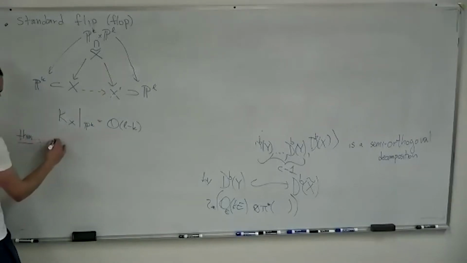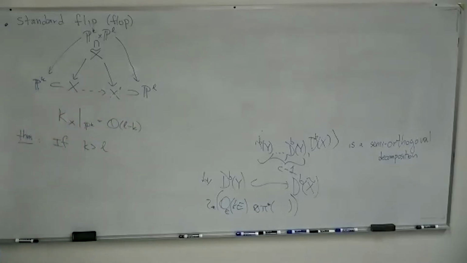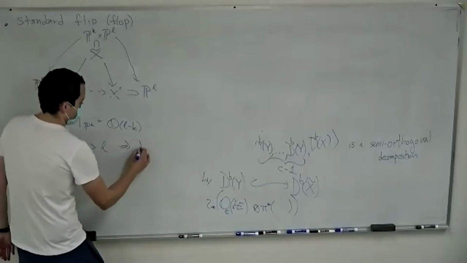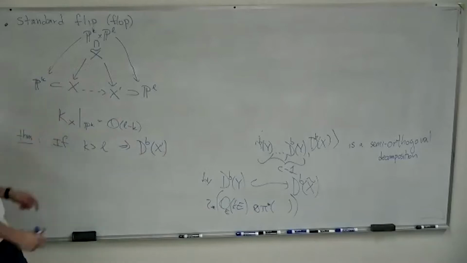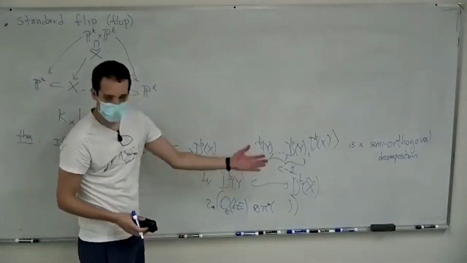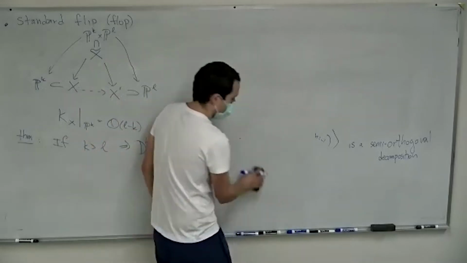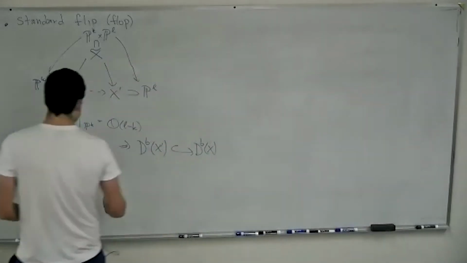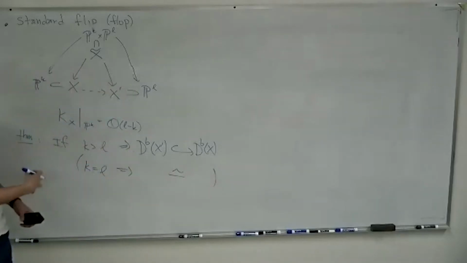If K is bigger than L, meaning that the canonical goes from being negative to being positive on these loci, then there is an embedding of D^b(X), the derived category of this one, into the derived category of this one. So again, we have a way of embedding one derived category into another when they are related by some particular birational transformation. And in the case of a flop, if they are equal, then this is an isomorphism, an equivalence of categories.